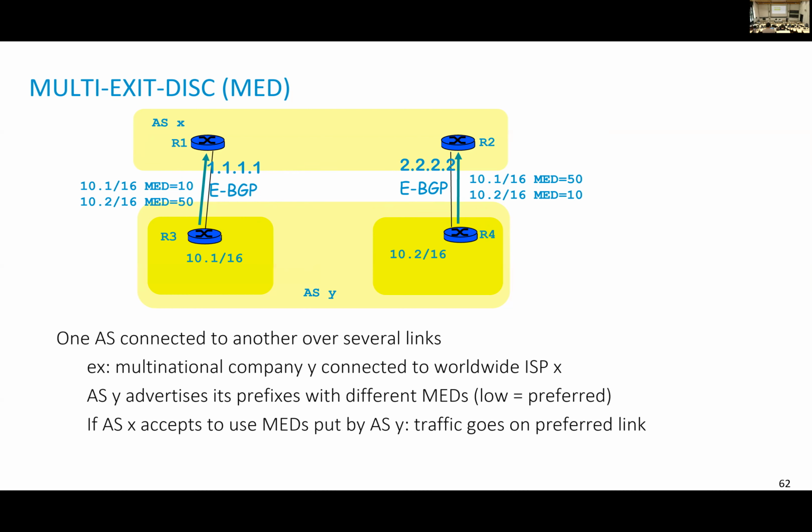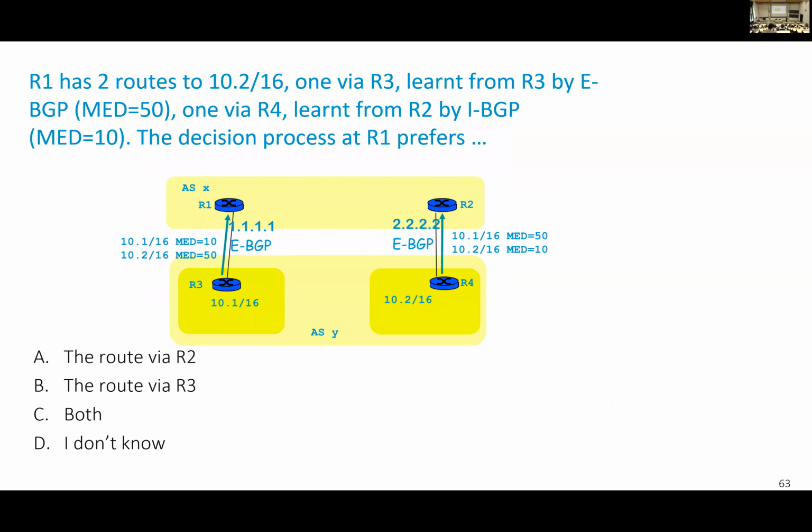Of course, Y and X are two different entities. There is no guarantee that X will accept the MED or will follow it. When you receive an advertisement from another device, you can change the attributes or you can ignore the attributes. And inside your domain, you're free to do what you want. But you expect this to be respected if X is truly a provider to Y. So if there is a provider-customer relationship between X and Y, you expect this to be followed. And this is a typical case where MED would be used.